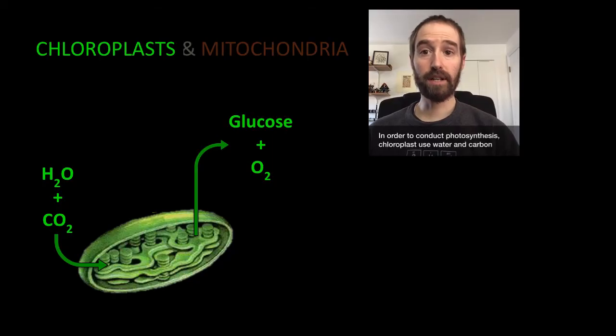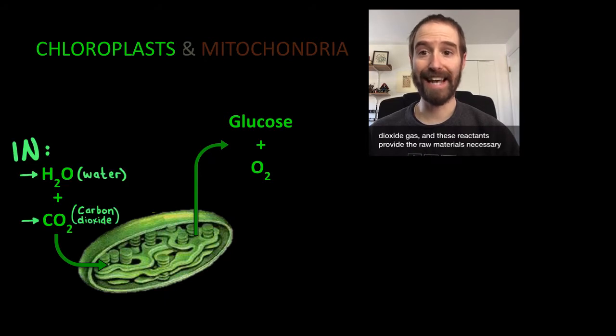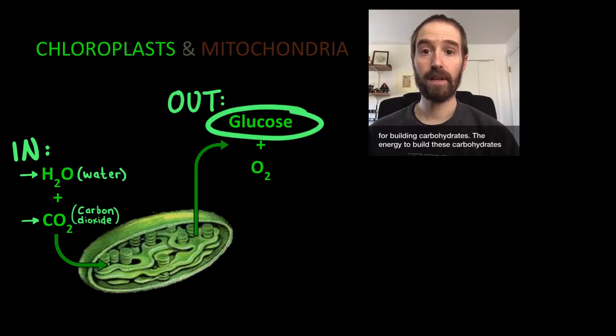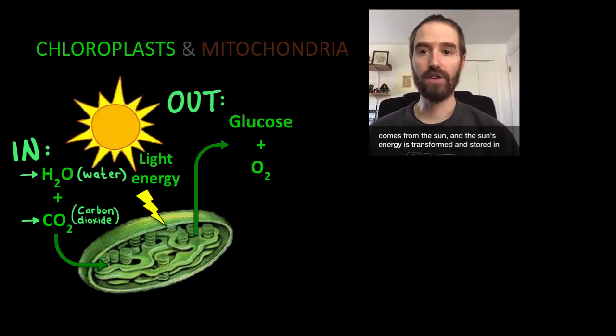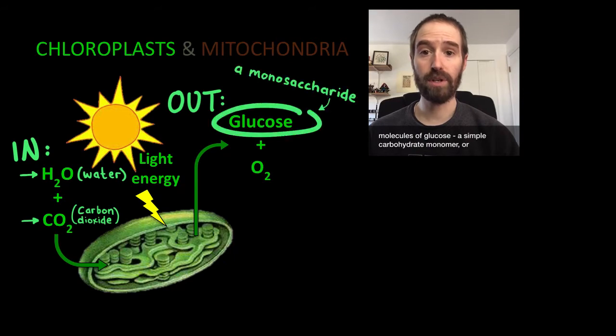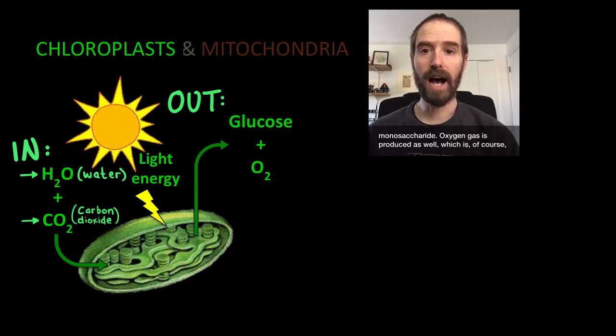In order to conduct photosynthesis, chloroplasts use water and carbon dioxide gas, and these reactants provide the raw materials necessary for building carbohydrates. The energy to build these carbohydrates comes from the sun, and the sun's energy is transformed and stored in molecules of glucose, a simple carbohydrate monomer, or monosaccharide. Oxygen gas is produced as well, which is, of course, the stuff that we breathe.